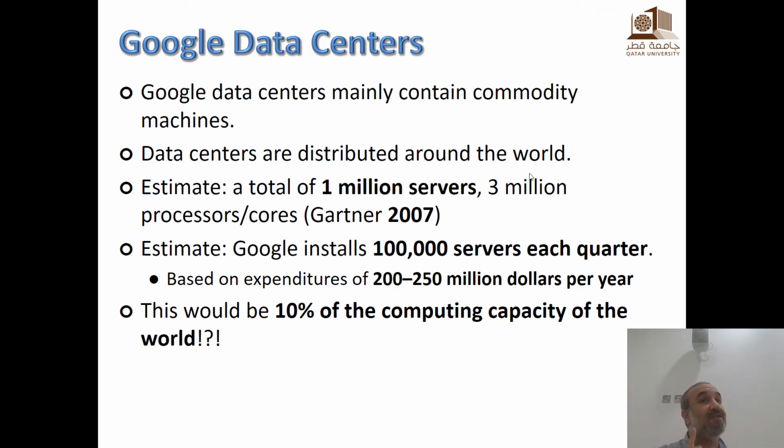In 2007, which is 14 years ago, it was estimated that Google has 1 million servers, in total 3 million processors or cores. It installs 100,000 servers each quarter at that time, which costs $200 to $250 million per year. And this is the most important number in this slide: that was estimated to be 10% of the computing capacity of the entire world at just one company. I don't know what the number is now, but that's huge.